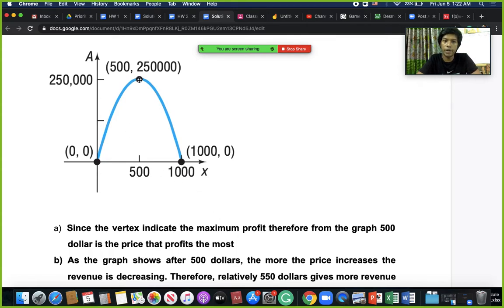And at this point, they will have the most profit. We are assuming, of course, that if the revenue is more, profit is also more.